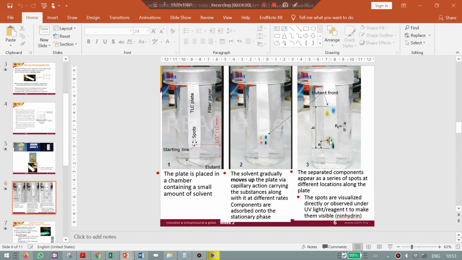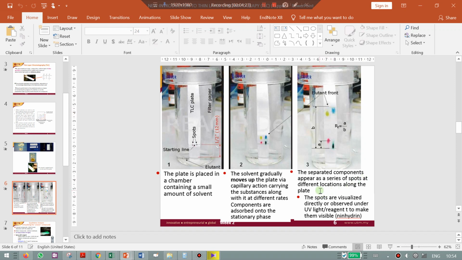Of course, by our naked eyes, we can observe clearly that they are not similar. But in the scientific method, you need to calculate the RF value. So you compare the RF value of this spot with the RF value of this spot, and you calculate each one.